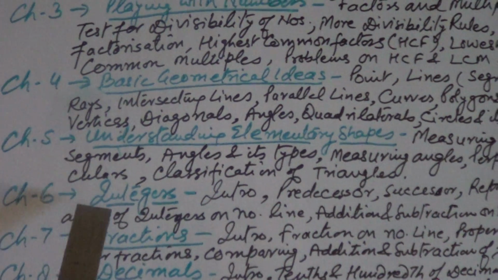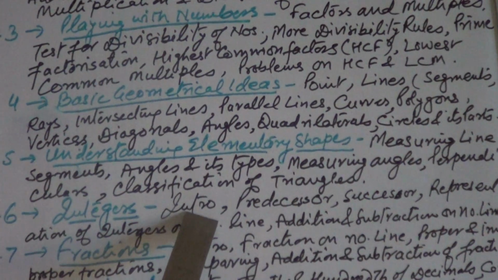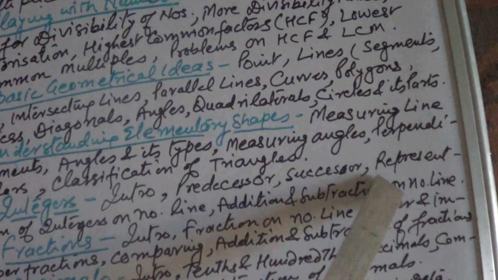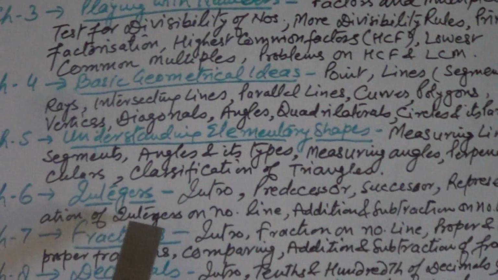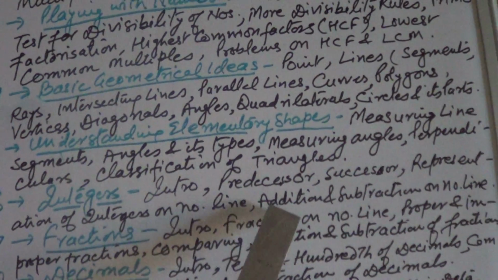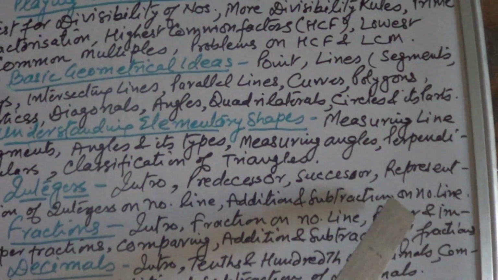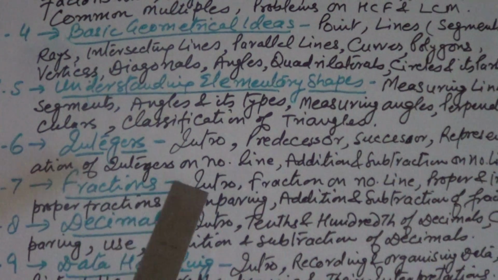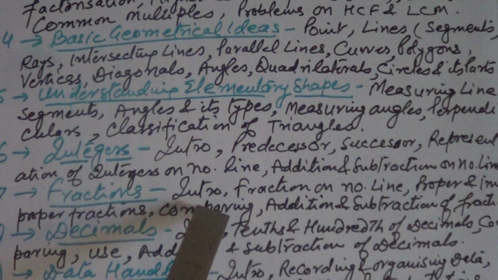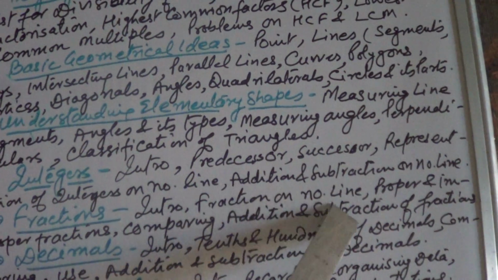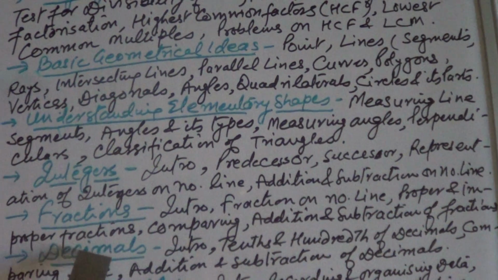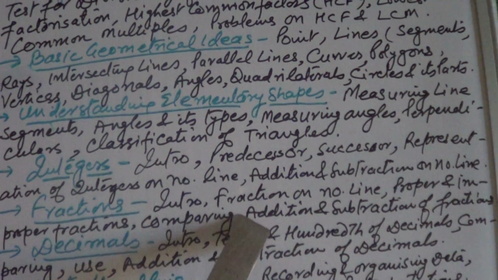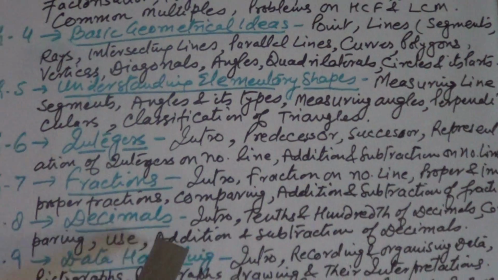Children, chapter 6 is integers. It also contains its introduction and predecessor and successor numbers, representation of integers on number line, addition and subtraction on number line. Now children, chapter 7 is fractions. It also contains its introduction, fraction on number line, proper and improper fractions, comparing and addition and subtraction of fractions.